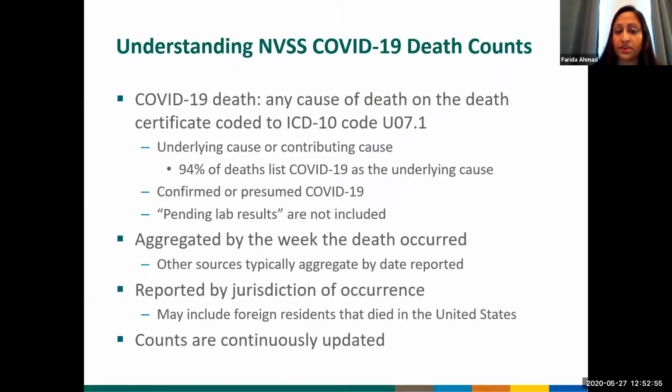We aggregate by the week the death occurred. Many of the other sources out there, New York Times, Johns Hopkins, typically aggregate the deaths by when the death was reported or when they became aware of it. And so this is one key difference between the NCHS death counts and other sources. We also report by the jurisdiction of occurrence, and this may include foreign residents that died in the United States. Some other sources might be including it by the decedent's state of residence versus where they actually expired. And again, note that the counts are continuously updated.